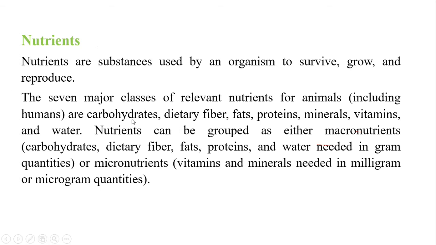The 7 major classes of relevant nutrients for animals and humans are carbohydrates, dietary fibers, fat, proteins, minerals, vitamins, and water. Nutrients can be grouped as either macronutrients or micronutrients. Carbohydrate, dietary fiber, fat, proteins, and water are needed in gram quantities or more, so they are known as macronutrients. On the other hand, vitamins and minerals are needed in milligram or microgram quantities, so they are known as micronutrients.